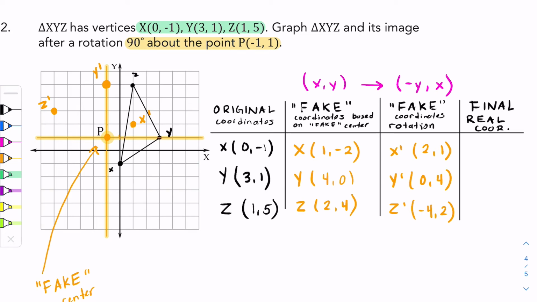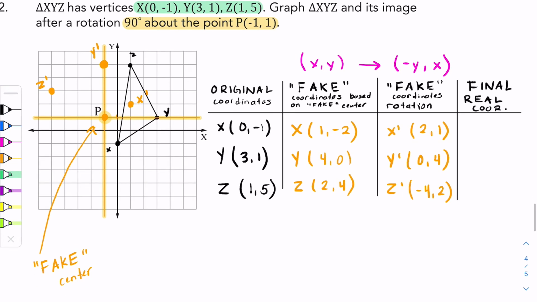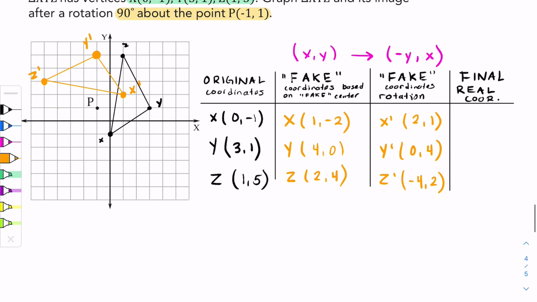Okay, now I'm going to erase all of my fake axes, so my X and Y axis. Let's get rid of all that so it's out of our way. I can connect my points because I didn't do that yet. So I can use my nice clean slate without all that extra work on there to connect my triangle or connect my points. And now I can see my final coordinates.